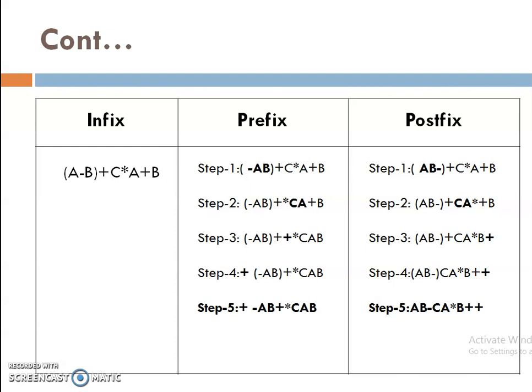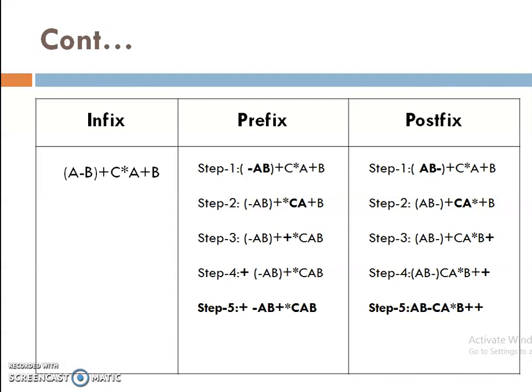Step number 2, solve the multiplication symbol. So it gives multiplication CA. Then step number 3, solve the A plus B symbol. So it gives the result plus multiplication CAB. Then step number 4, we solve the plus C equation. Then it gives the result plus, then parentheses minus AB, parentheses complete, then plus multiplication CAB. And then the final result is plus minus AB plus multiplication CAB.